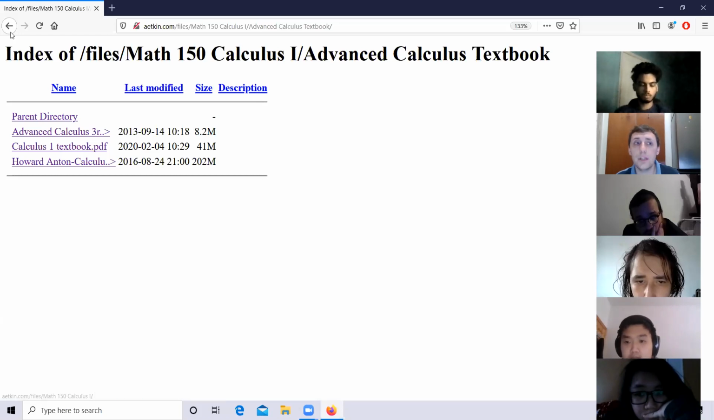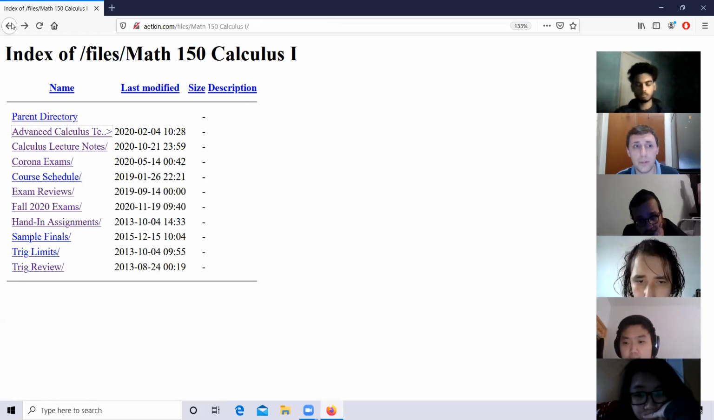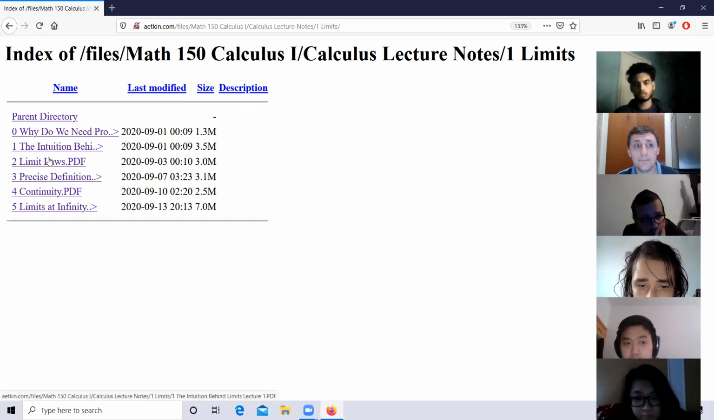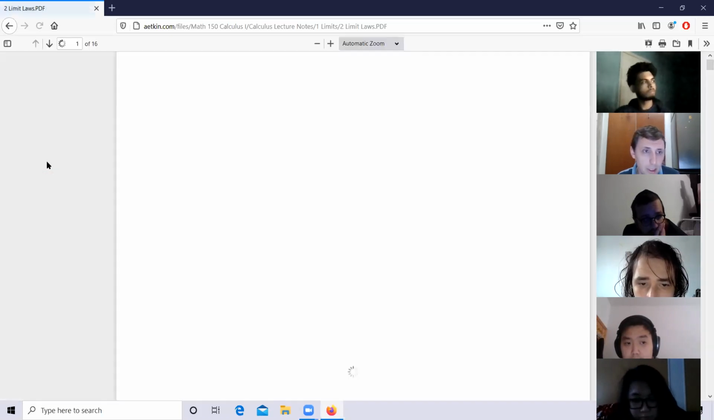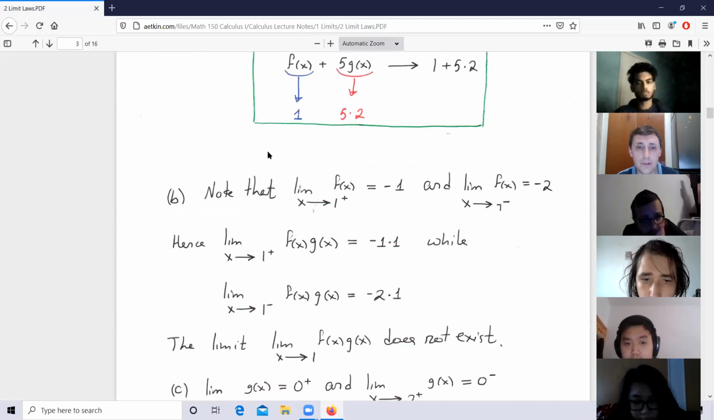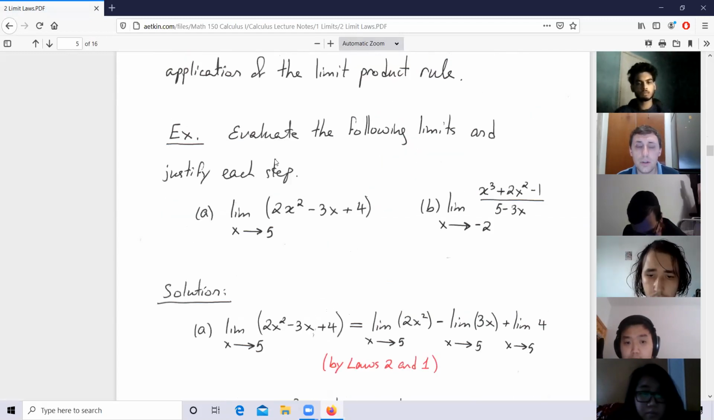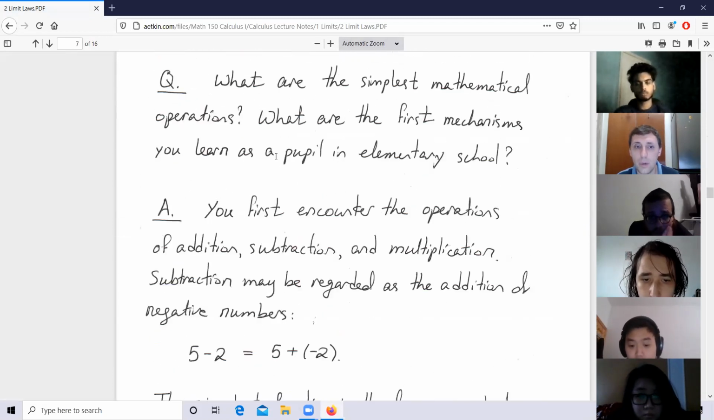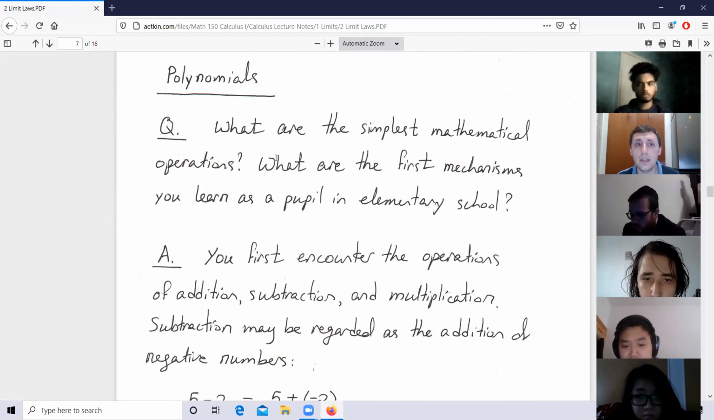I titled my lecture notes based on those chapters. So for example, here, calculus lecture notes, it's a good idea to go over them. So one is limit. And well, where we are is somewhere here, I think. All right, so we covered this information. This corresponds to limit laws in your textbook. That's roughly where we are at. And now let's begin talking about polynomials.